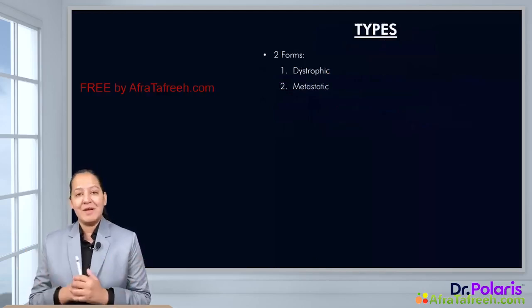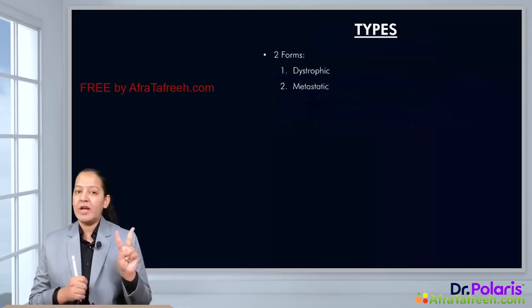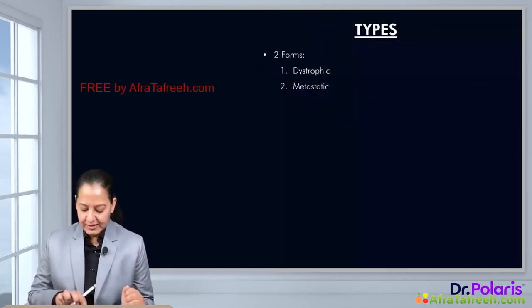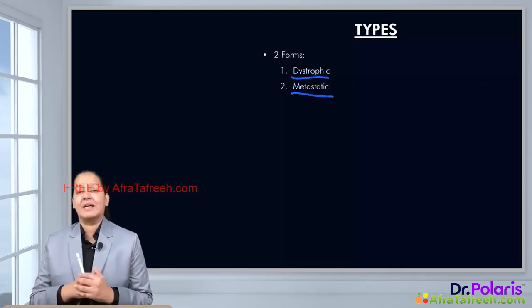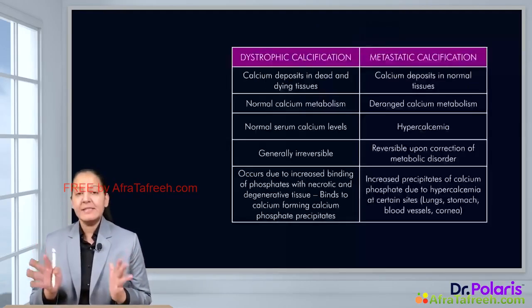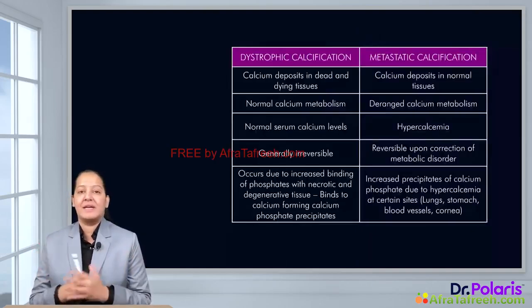Now what are the types of pathological calcification? There are two types of pathological calcification. They are known as dystrophic and metastatic. So let's discuss these types. In this diagram, on this page, you can see the differences between dystrophic and metastatic calcification.